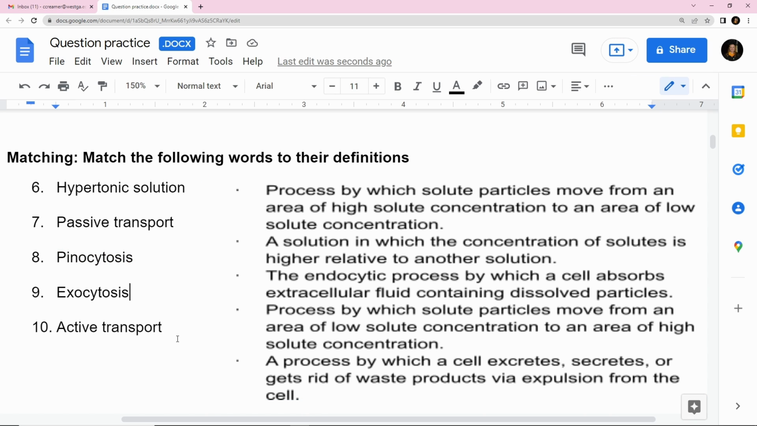The process by which solute particles move from an area of low solute concentration to an area of high solute concentration. What term best matches that definition? Correct answer there is active transport. A process by which a cell excretes, secretes, or gets rid of waste products via expulsion from the cell. What term matches that definition? Last but not least, exocytosis.